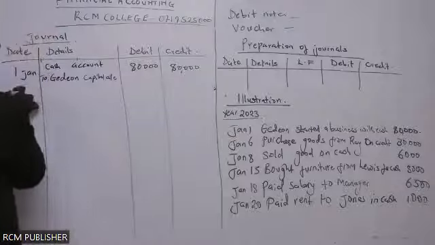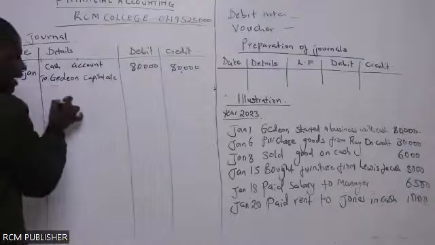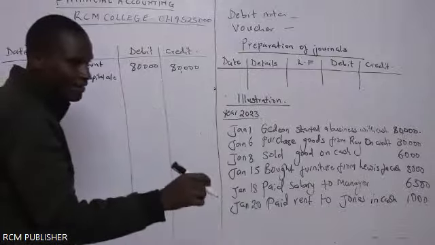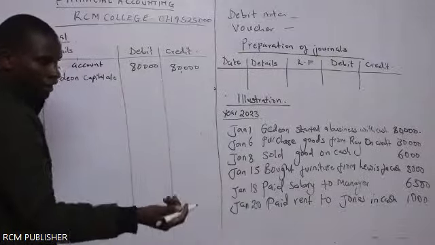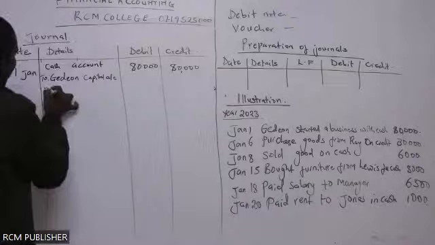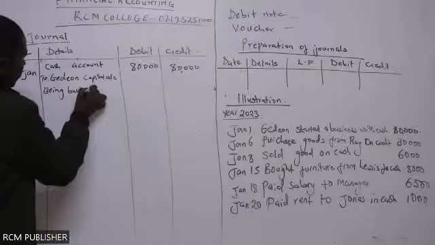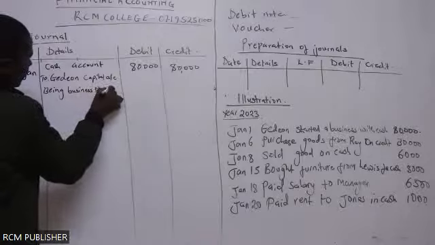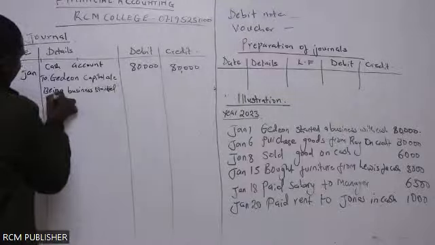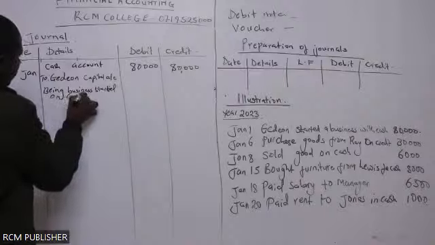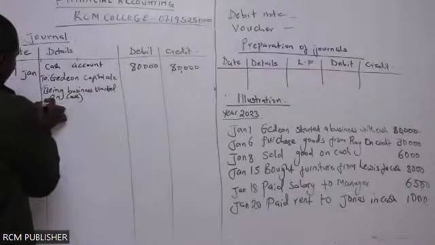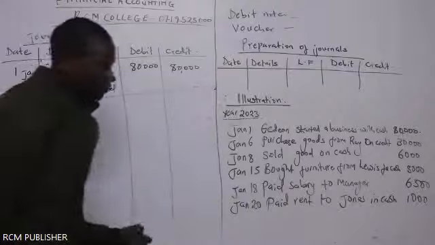You give a narration: being business started on cash. He has started the business with cash. Then you close.